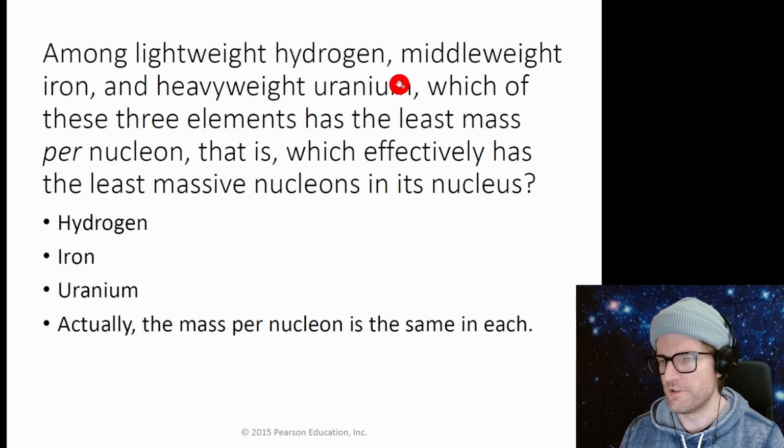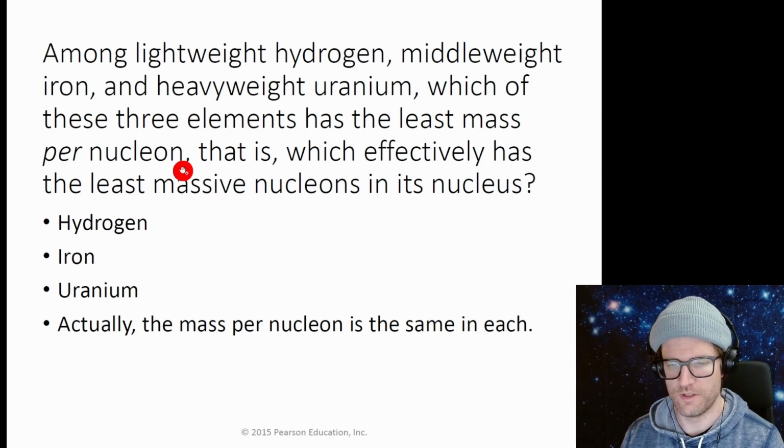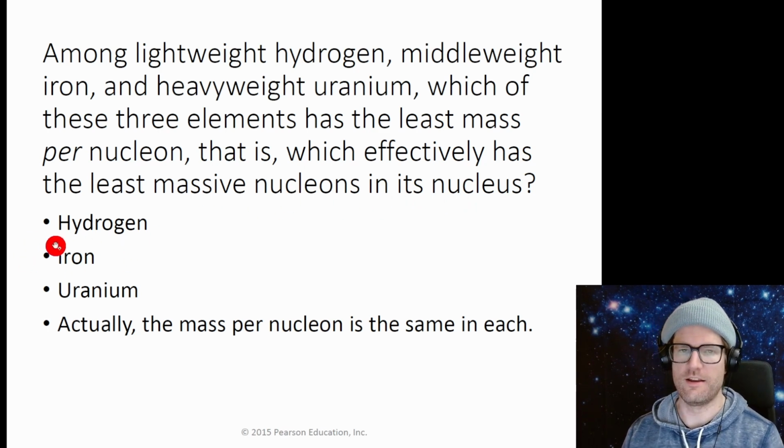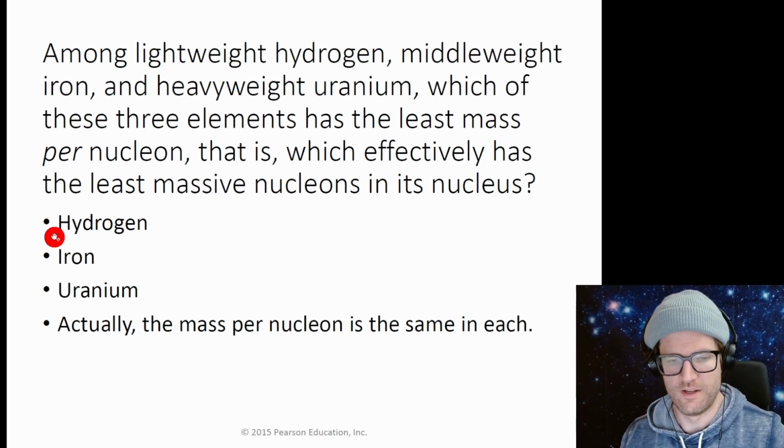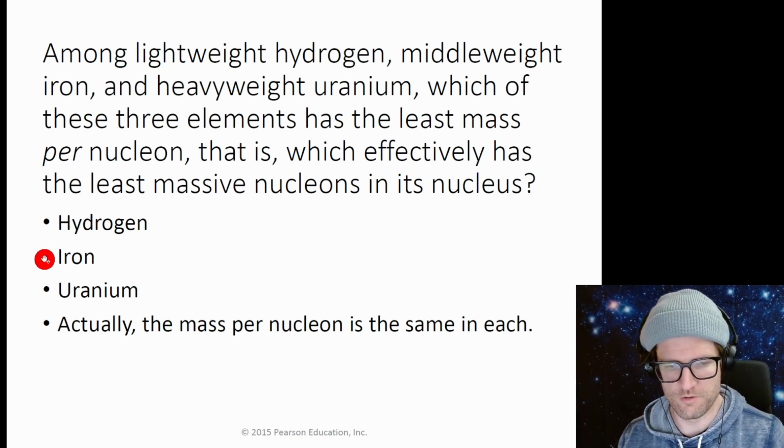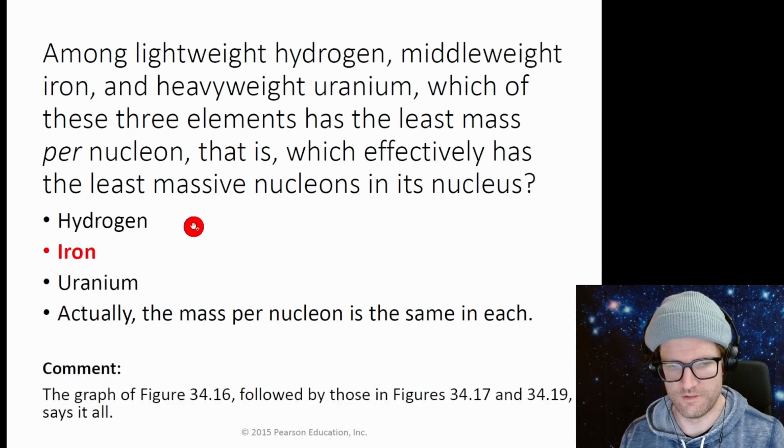Among lightweight hydrogen, middleweight iron, and heavyweight uranium, which of these three elements has the least mass per nucleon? That is, which effectively has the least massive nucleons in its nucleus? Well, that's going to be iron. Iron has got to have the least amount of mass per nucleon because it's got the lowest energy. Remember, we fuse hydrogen to get closer to iron, and we fission uranium to get closer to iron. So it's got to have the lowest.